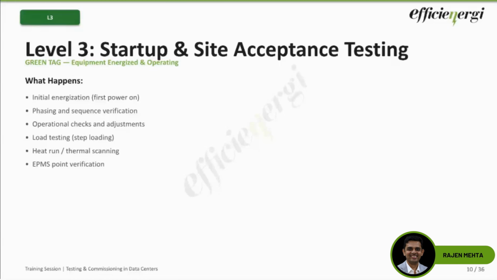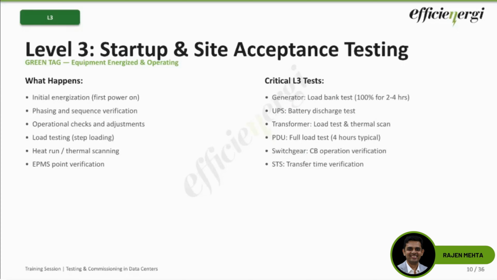Then you have thermal scanning during this load test, using the IR cameras, where you identify the hotspots, loose connections, etc. And this is why your torque verification, etc., will matter the most, right? Whatever you've done during the L2 stage. And the green tag significance is arguably the most important milestone is what I want to tell.